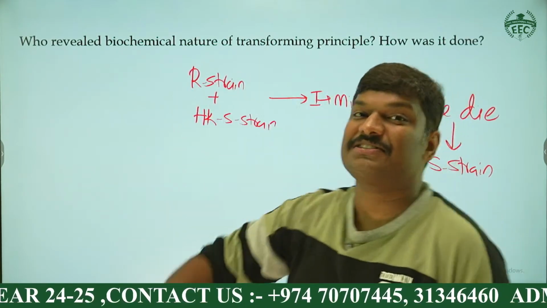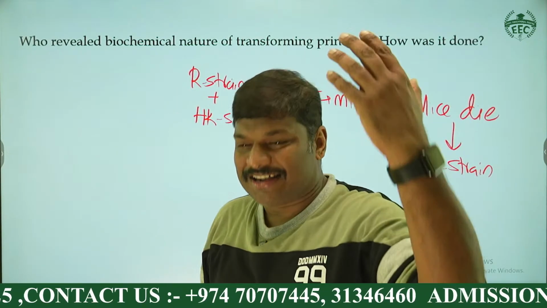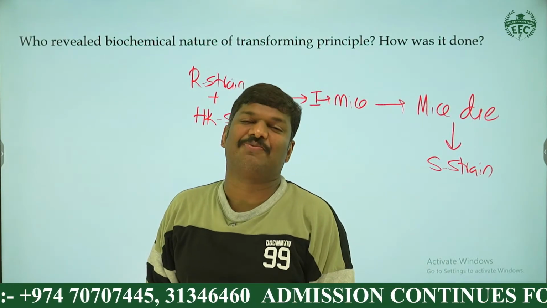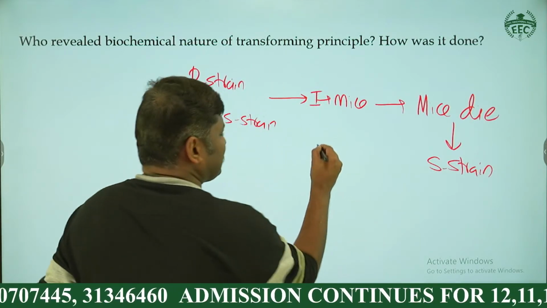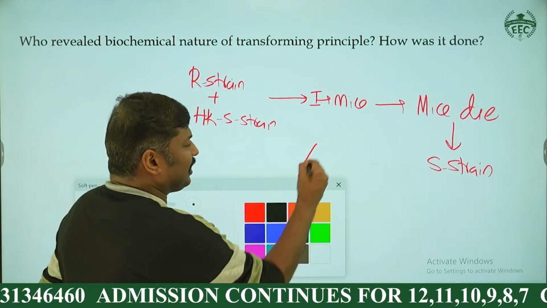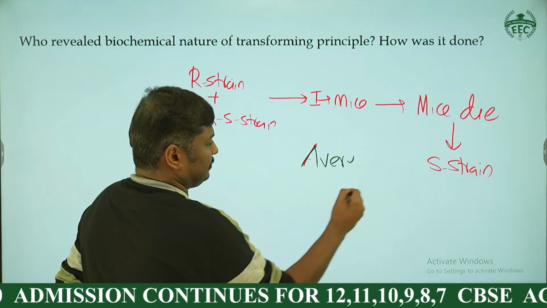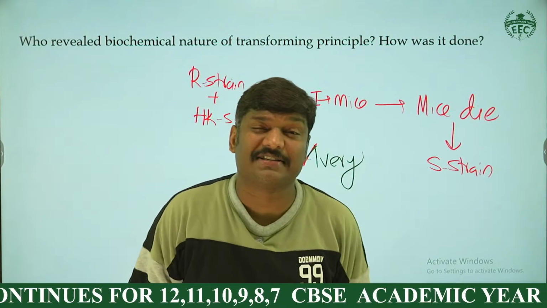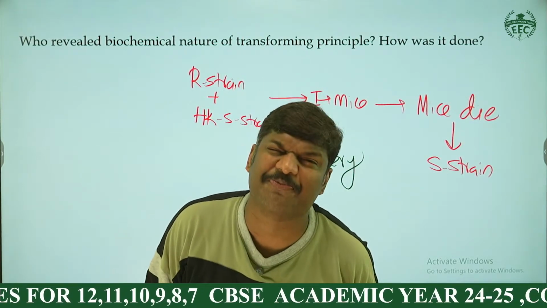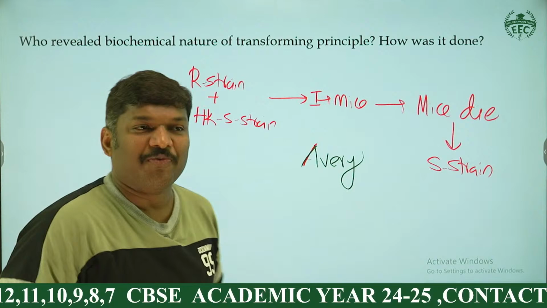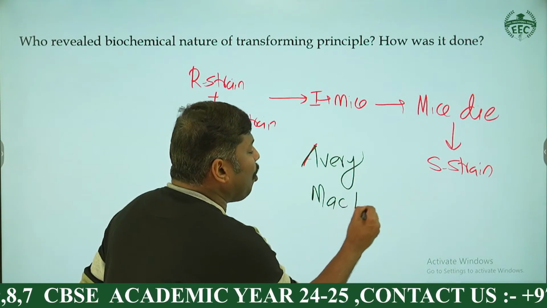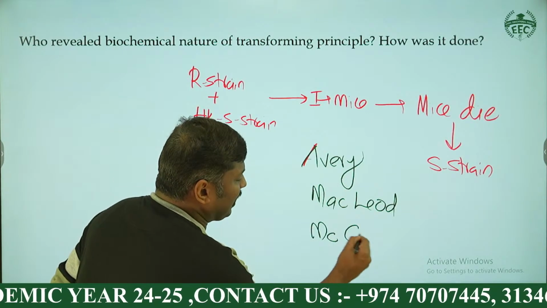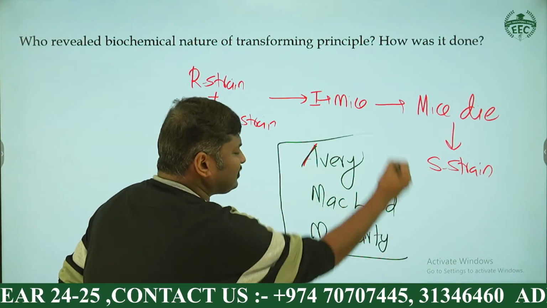And this is the last step. This step is continued by the biochemical characterization. The biochemical characterization was given by three scientists, my dear student. The names of the scientists are very important, my dear student. Three scientists together conducted the biochemical characterization of the transformation principle developed by Frederick Griffith. The first person is called Avery. The second scientist is called MacLeod. And the third scientist is called McCarthy, my dear student.